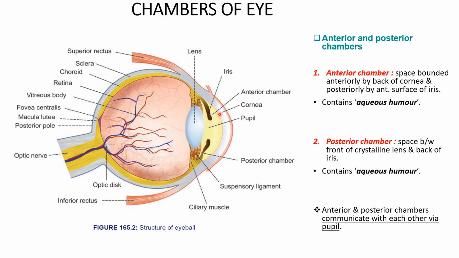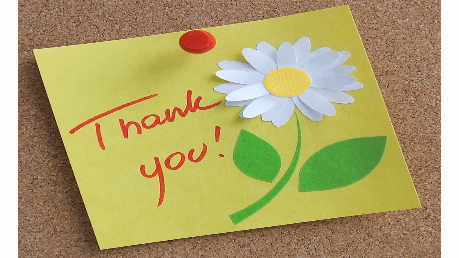So this is the anterior chamber and it is filled with aqueous humor. Whereas the posterior chamber is the space between the front of the crystalline lens and the back of the iris. So this is the posterior chamber of the eyeball. It is also filled with aqueous humor. The anterior and the posterior chamber communicate with each other through the pupil. This is all for today's lecture.